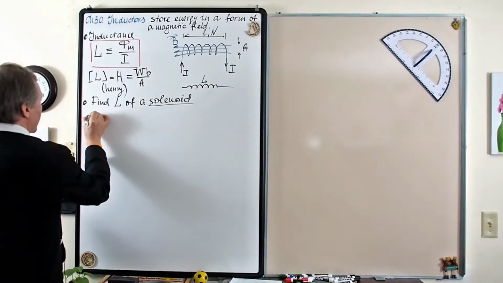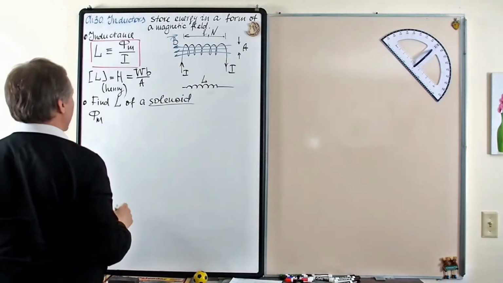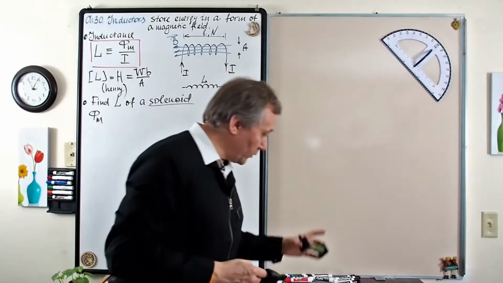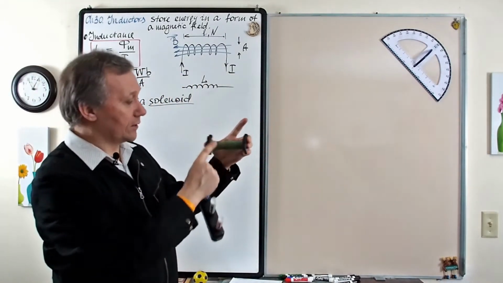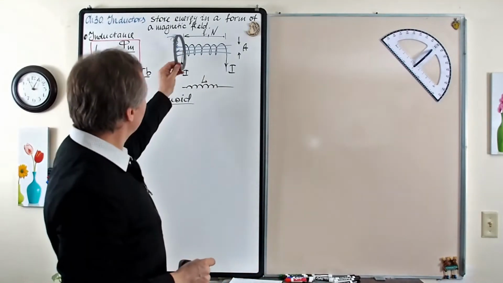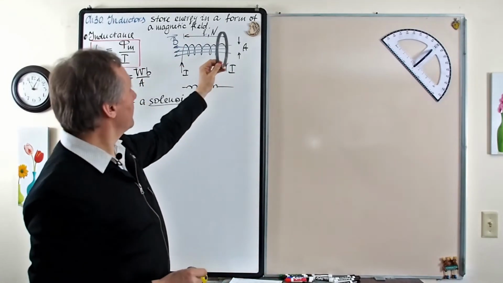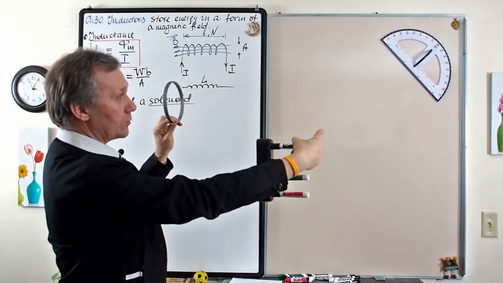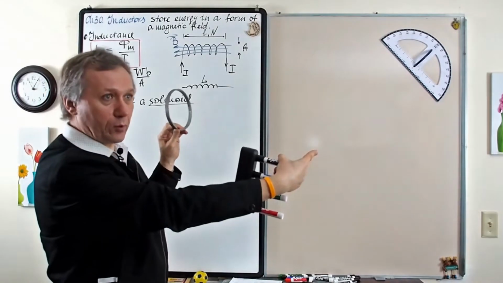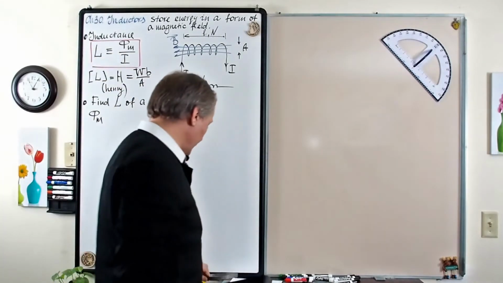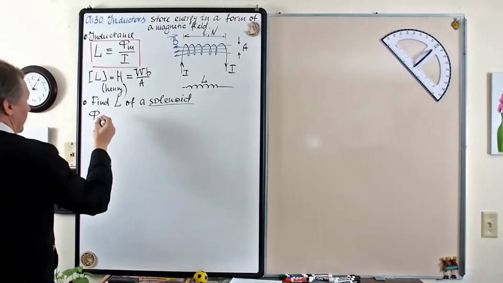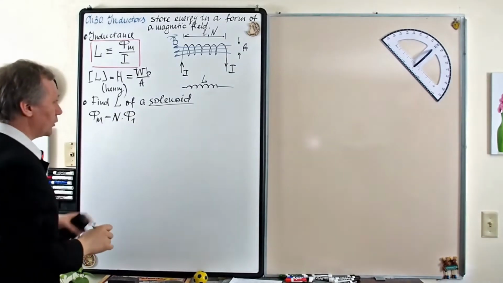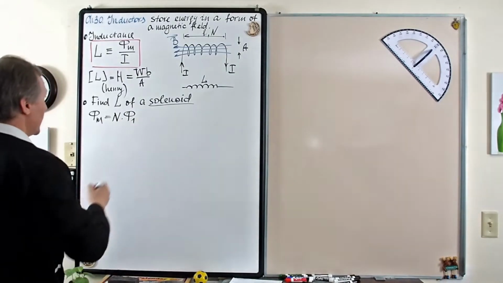So let me start with the total flux, right? Phi sub M, total flux. So the solenoid consists of a very large number of basically coils, right? A bunch of coils positioned next to each other, of course connected. So if we know the flux through one coil, then in order to find the total flux, we just need to multiply it by the number of loops. Flux is an additive quantity, right? So total flux equals number of loops times the flux through one loop, Phi 1, flux through one loop.